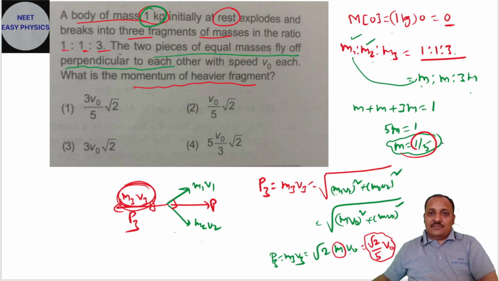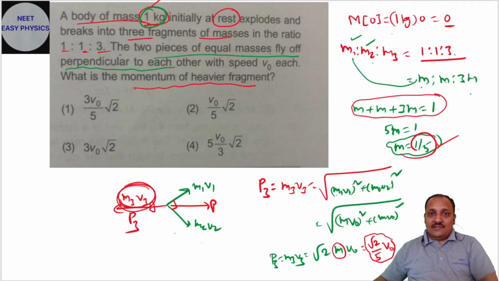They asked for momentum, therefore they will be searching for mass here. Here the mass value is 1 by 5. To avoid this confusion, they will give initially only this 1 kg. So we have to think about how to substitute this m. So this is the answer, root 2 V naught by 5. This is going to be the second option.